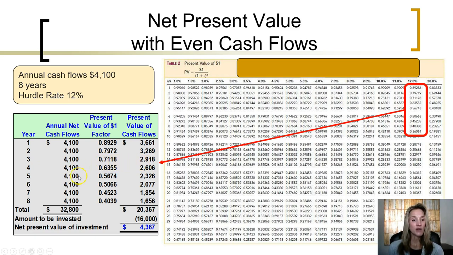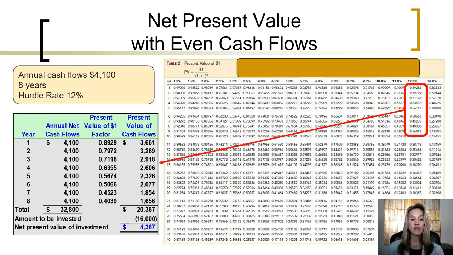Finally, we would do that for each year's cash flows, multiplying that year's cash flows by the present value factors appropriate for that year's period. If I were to multiply all of those present value factors by the year's cash flows and add them up, the total is the present value of all those future cash flows. Thus, $32,800 is expected to be received over the life of this investment. Those future cash flows today are worth $20,367.